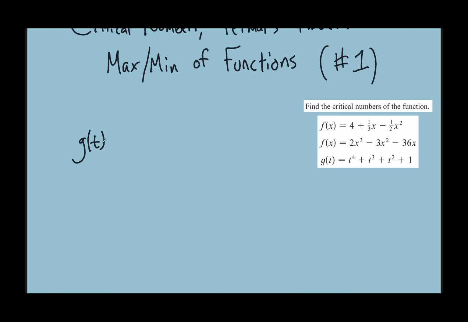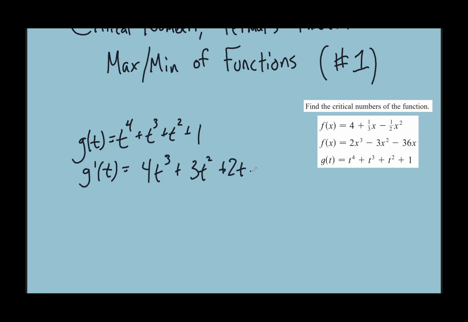g of t equals t to the 4th plus t cubed plus t squared plus 1. Now I notice something right away. These are all positive numbers. And that's not really a good sign for us. Why would that be? Well, it's going to be hard to make anything with a slope of 0 when everything's positive. Well, let's see what happens. So that would be a 4t cubed plus 3t squared plus 2t.